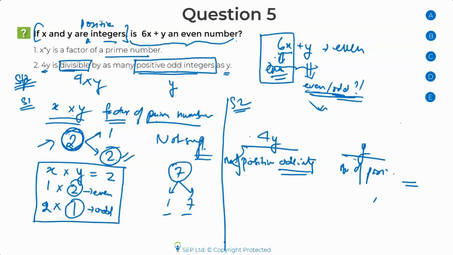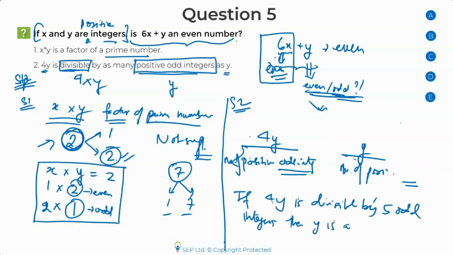The even part does not play any role. Okay, doesn't it say that if y is 5, then 4y is divisible by? No. What Soumya, what you're saying is wrong. What this basically means is that if 4y is, say, for example, divisible by 5 odd integers, then y is also divisible by 5 odd integers. This is the meaning of the question.